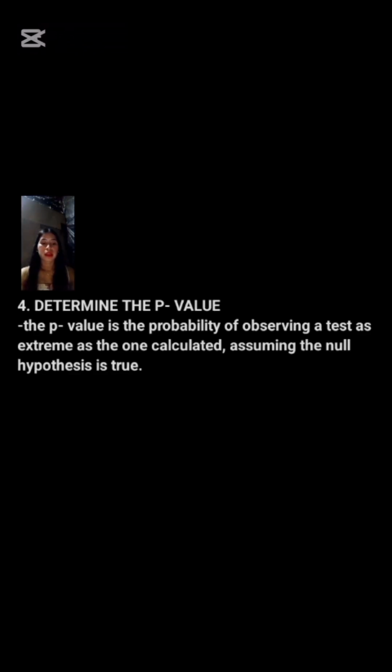Number 4, determine the p-value. In number 4, you need to determine the p-value because it is the indicator of how strong the evidence is against the null hypothesis. When the p-value is small, it means there is strong evidence to reject the null hypothesis.